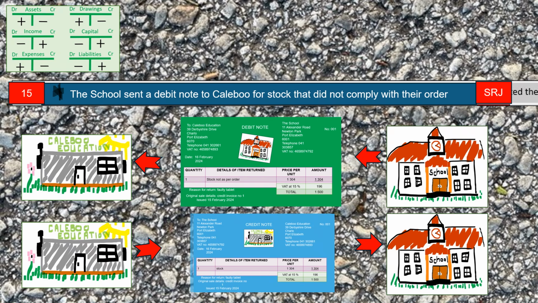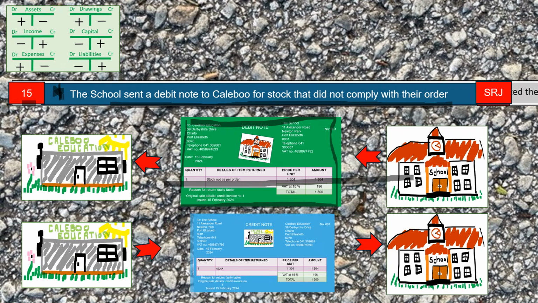And I'm going to tell you a little bit of insight, more than what you need to know. But I want you to know it. Now what happened was the school wasn't happy. So on the 15th, the school sent a debit note to Calibu Education for stock that did not comply with their order. So a debit note is being sent by the school to Calibu Education saying that certain goods weren't ordered, but something was wrong with the order, and the goods are getting sent back.